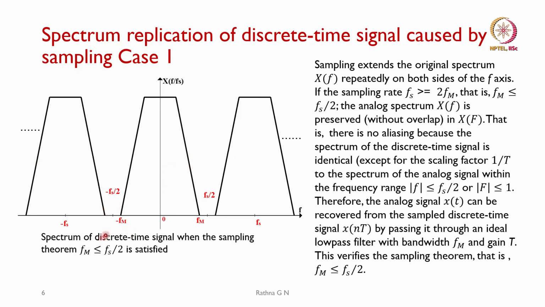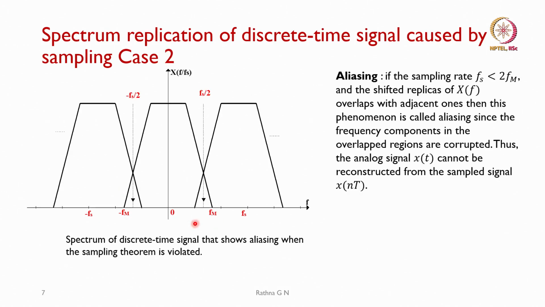What happens if our maximum frequency is less than or equal to half the sampling frequency, according to the Shannon sampling theorem? Then we will not see any overlap. That is what the theory says: our Fm is going to be much away from our Fs by 2.